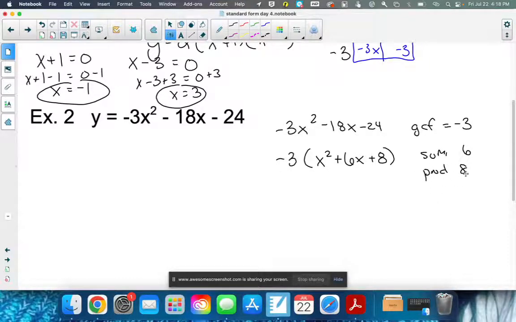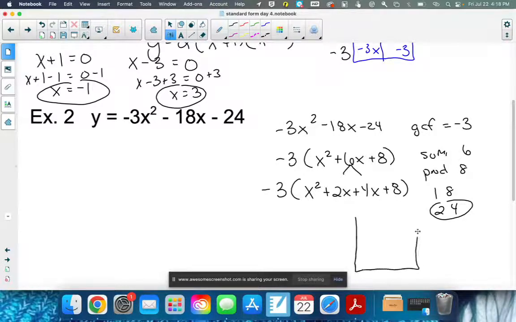So what will multiply to get me 8 and add to give me 6? Has to be 2 and 4. So write it out. x squared plus 2x plus 4x plus 8. Remember, these two numbers are splitting your middle term into 2 pieces so that you can have 4 pieces, which is what we need in order to be able to use our box method.